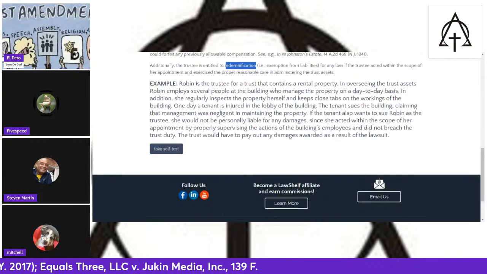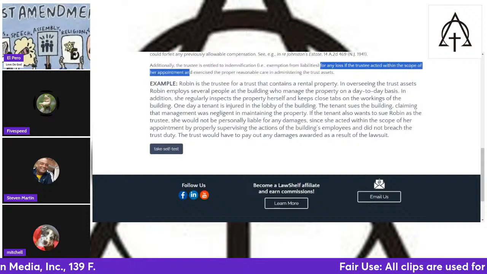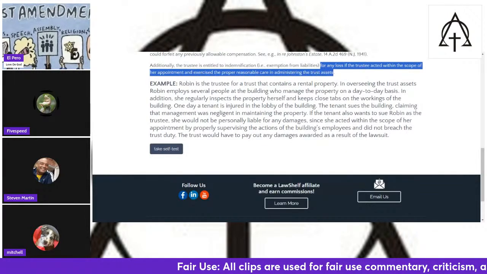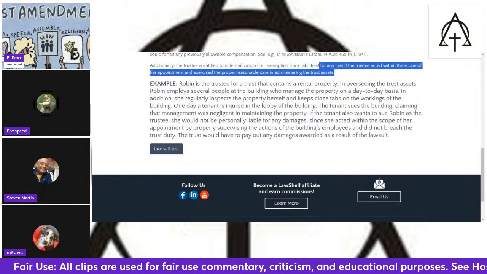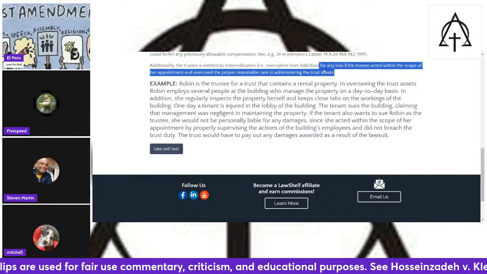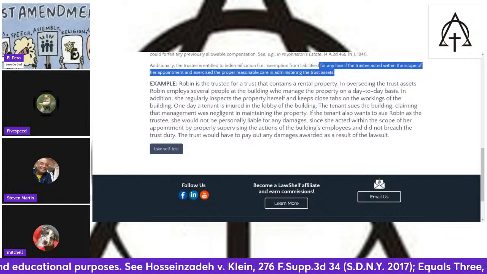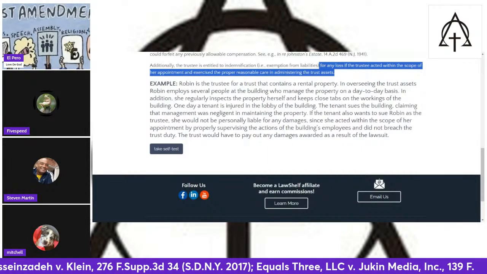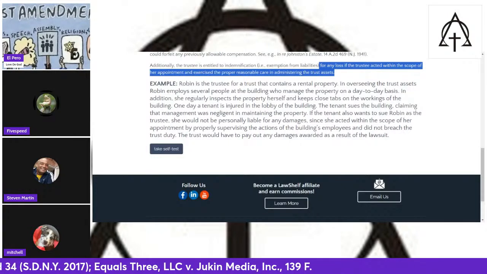Example, exemption from liabilities for any loss if the trustee acted within the scope of her appointment and exercised the proper reasonable care in administrating the trust assets. Quid pro quo, the benefactor settlor is not liable for any actions in these proceedings in equity, in private, because we're all learning. I don't know anybody that could tell me the duties of a beneficiary if the beneficiary is not actually required to do anything.